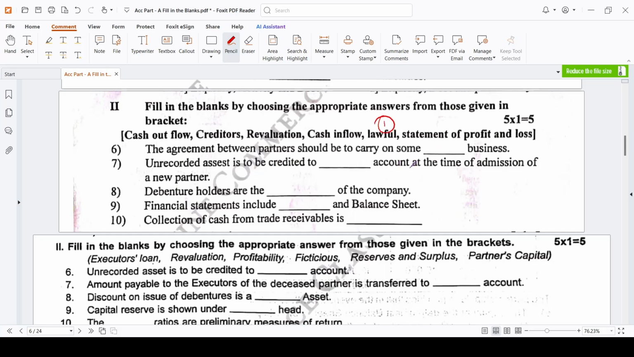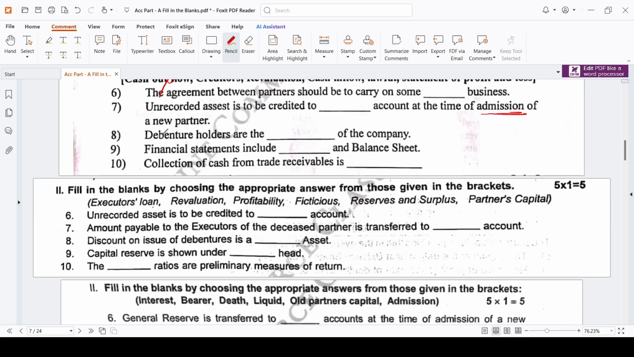Unrecorded asset is to be credited to dash account at the admission. At the admission, it is revaluation account. Debenture holders are dash of the company. They are the creditors of the company. Financial statements include statement of P&L as well as balance sheet. Collection of cash from trade receivables is, you are collecting the money from the trade receivable. It is cash inflow. Cash is coming inside. Cash outflow is wrong answer.